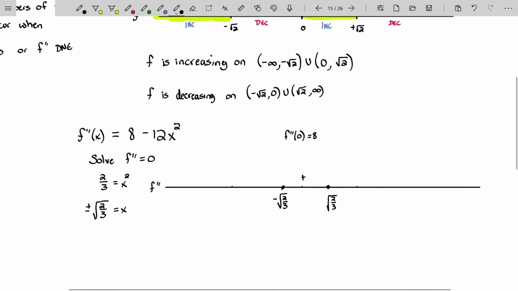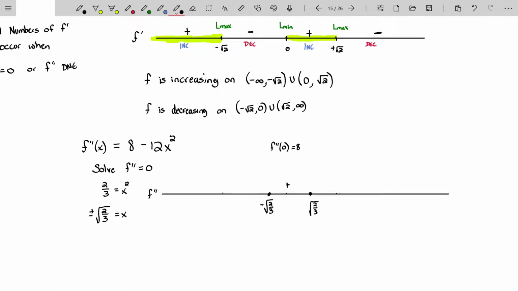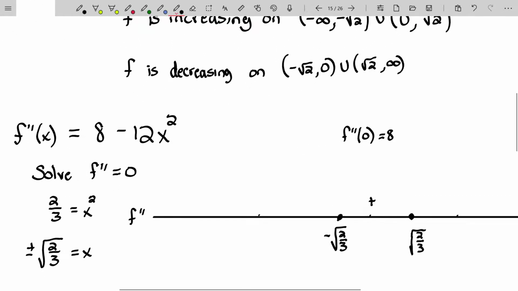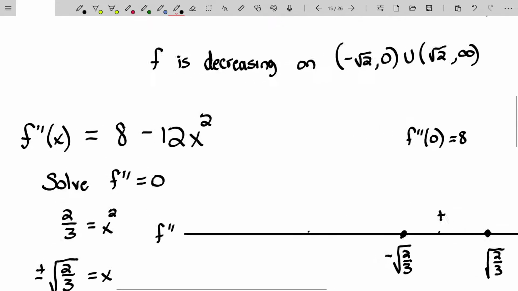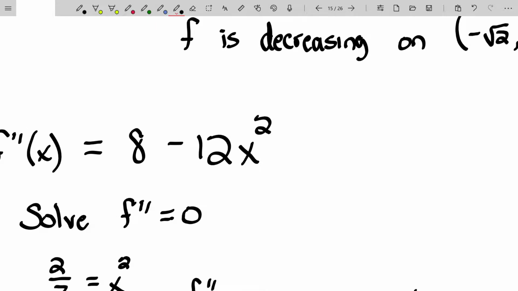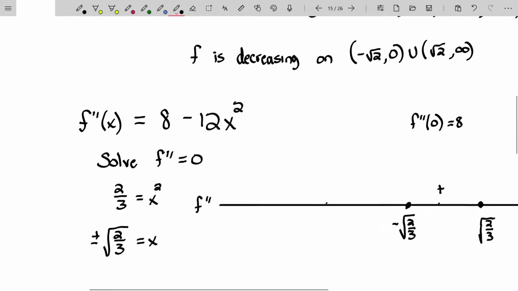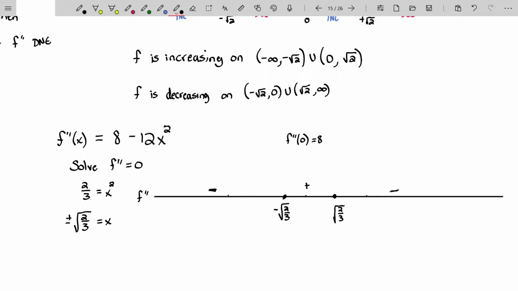Notice I'm using the same conventions as I did with f prime, using the pluses above. And then pick any number below negative square root of 2/3, like a billion, negative billion, sorry. If you plug in a negative billion and square it, it becomes a positive billion, but times negative 12 is huge negative. So I know that it's negative over here. If you plugged in a positive billion, it'd be the same thing. Notice I didn't have to do math there.